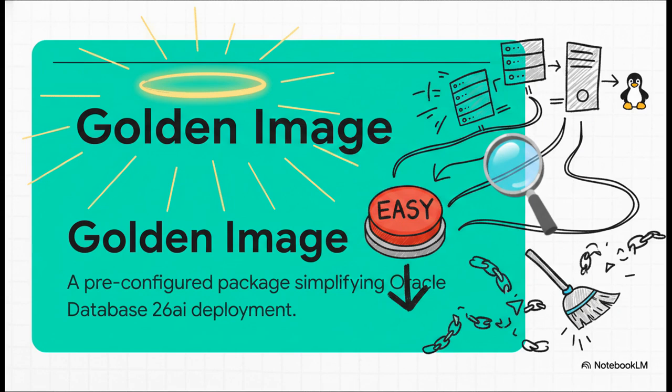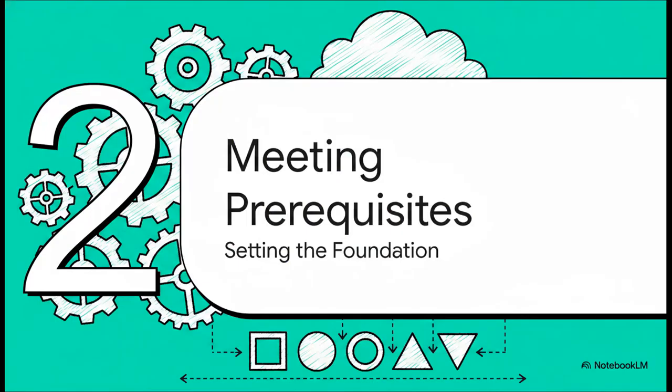To solve the installation headaches of the past, Oracle delivers 26 AI for Linux x86-64 as a golden image. Think of this as a streamlined, pre-configured software package that basically acts like an automated easy button for your deployment. It completely strips away that traditional, tedious complexity and saves you hours, literally hours, of manual configuration. Let's move into the execution phase.